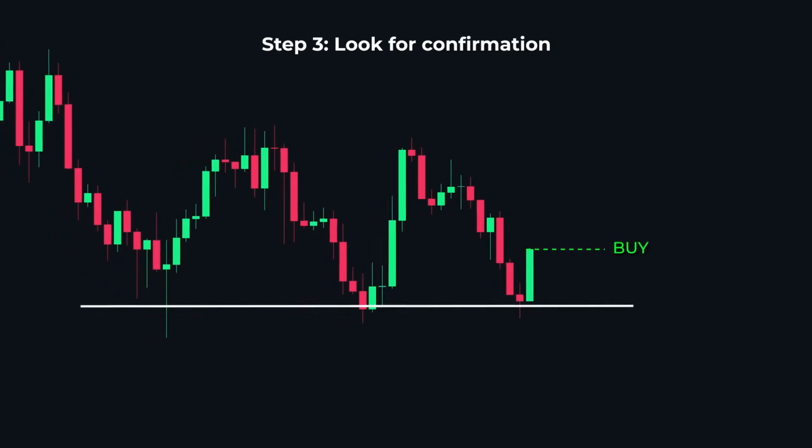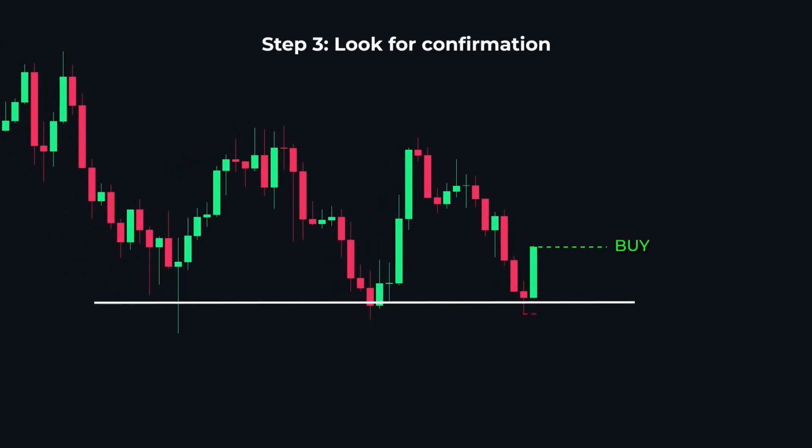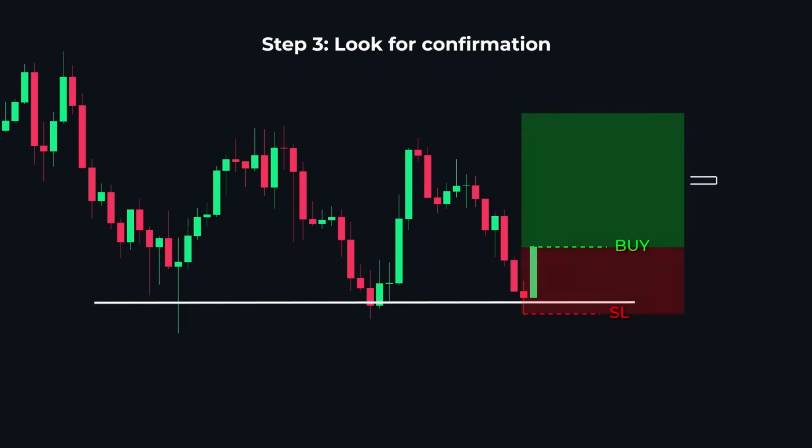You can enter a buy position at the high of the third candle, place a stop loss at the low of the second candle, and set a take-profit target at twice the size of the stop loss. As you can see, after our entry, the price moved up, hitting our take-profit target.